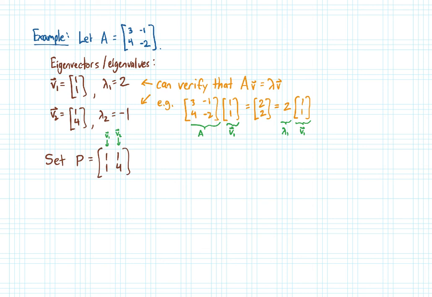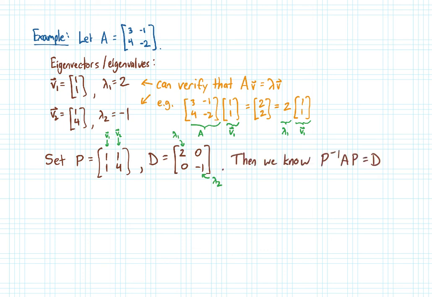So you set P to be the matrix whose columns are v1 and v2, and you set D to be the diagonal matrix whose diagonal entries are lambda 1 and lambda 2. And then the theorem tells us that P inverse AP is equal to D. It's probably a good exercise for you to multiply it out and check that it works, but it isn't necessary to do that because the theorem tells us that it will work.